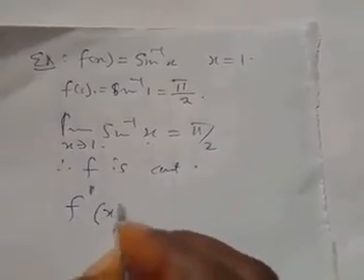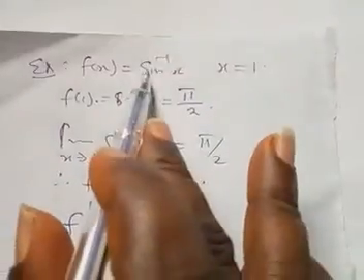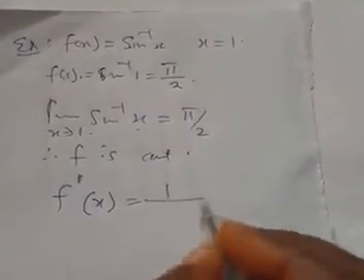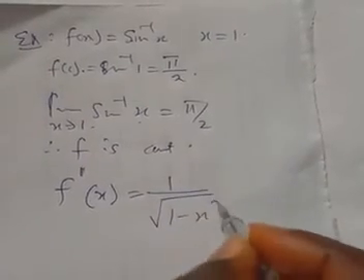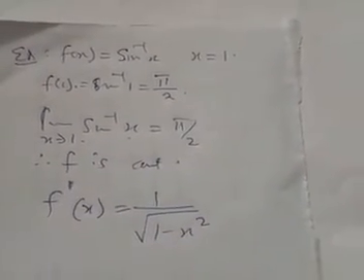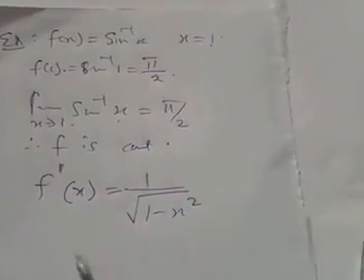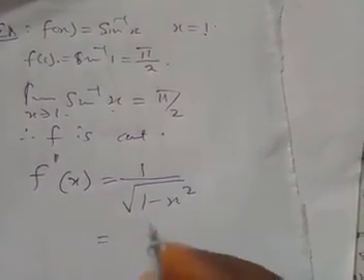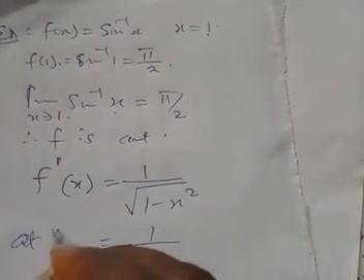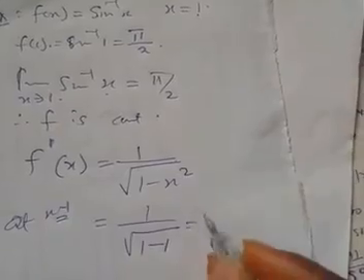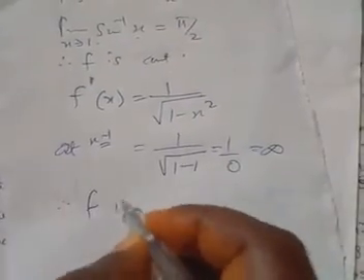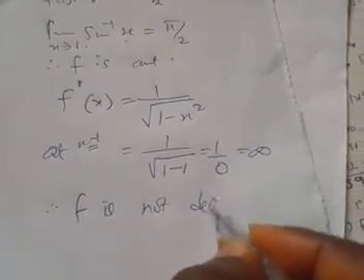So you find f prime of s. If you differentiate arc sin s, you get 1 over square root of 1 minus s squared. So if you look at this now, if you put s equal to 1, we have infinity there. This is 1 minus 1, so this is 1 over 0, which is infinity. Therefore, f is not differentiable.